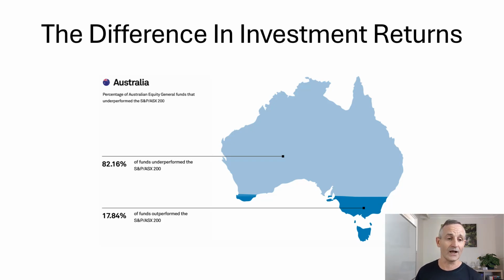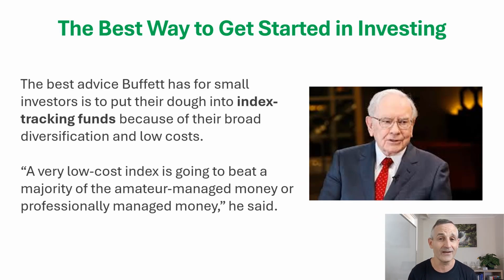And this is a point that Warren Buffett, one of the smartest investors ever, touches on here, where he says, my best advice for small investors is to put their dough into index tracking funds because of the broad diversification and low costs. And he goes on to say, a very low cost index fund is going to beat the majority of amateur managed money or professionally managed money. So he's basically saying here, go with the index fund because of the low fees, because it's got great diversification, because you're probably going to get a much better return over time than investing in a managed fund.